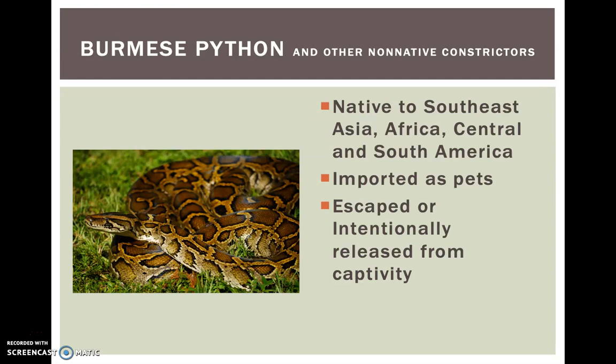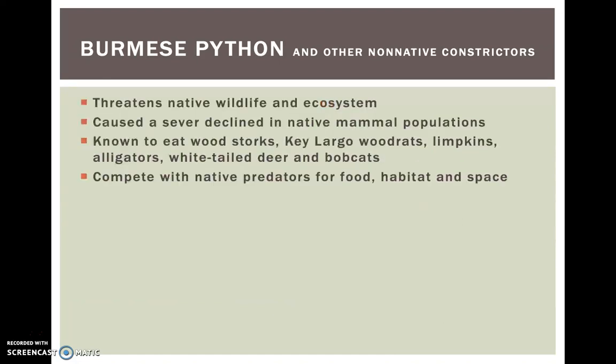The Burmese python and other non-native constrictors. Native to Southeast Asia, Africa, Central, and South America, it was imported as a pet, and it either escaped or was intentionally released from captivity. The Burmese python threatens native wildlife and the ecosystem. It has caused severe decline in native mammal populations, and it is known to eat wood storks, Key Largo wood rats, limpkins, alligators, white-tailed deer, and bobcats. They compete with native predators for food, habitat, and space.